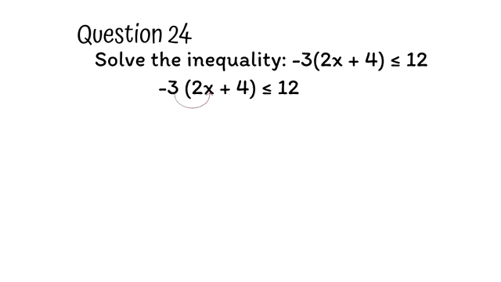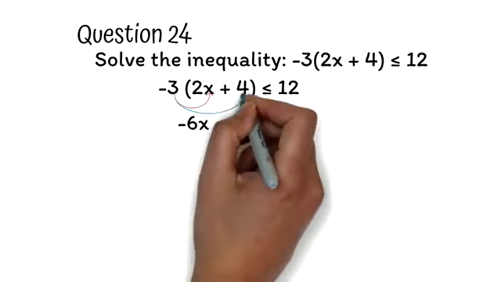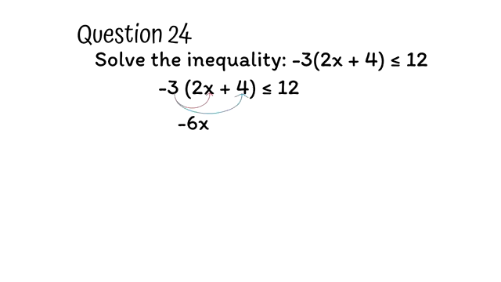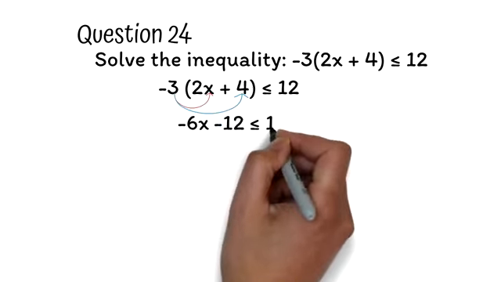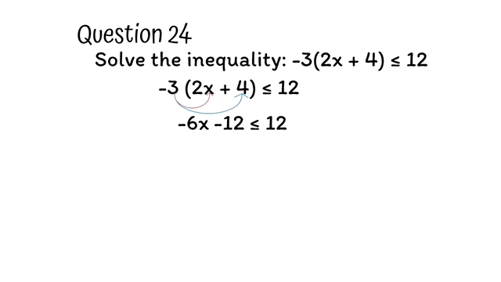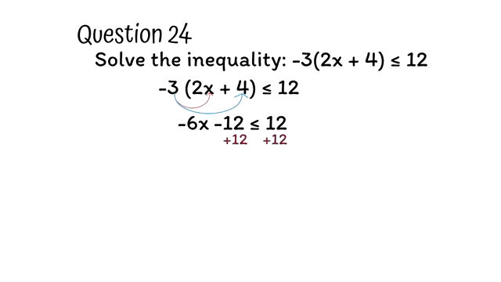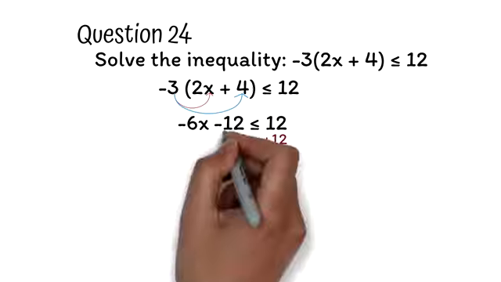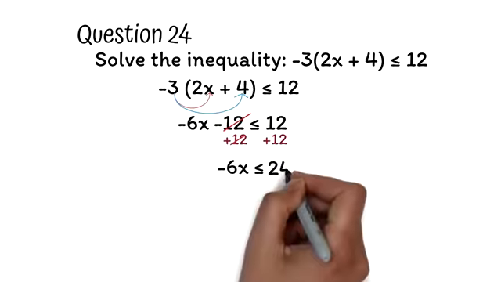Multiply negative 3 by 2x, and that will be negative 6x. Also, multiply the negative 3 by 4, and that is negative 12. Less than or equal to 12. Now add 12 to both sides of the equation. At the left-hand side, the negative 12 will cancel the positive 12, leaving only negative 6x. And at the right-hand side, 12 plus 12 is 24.